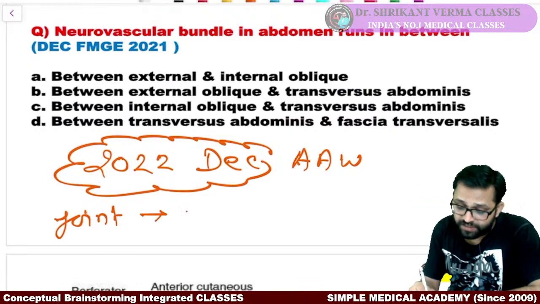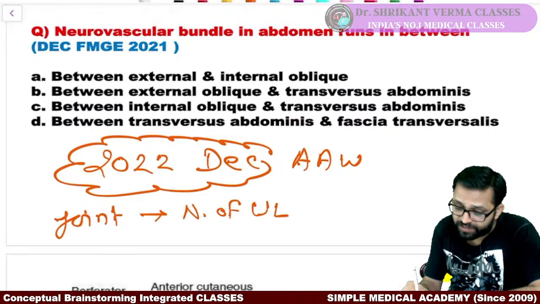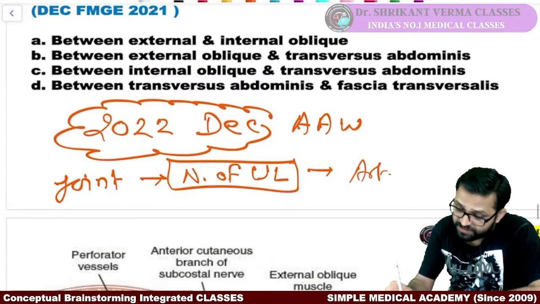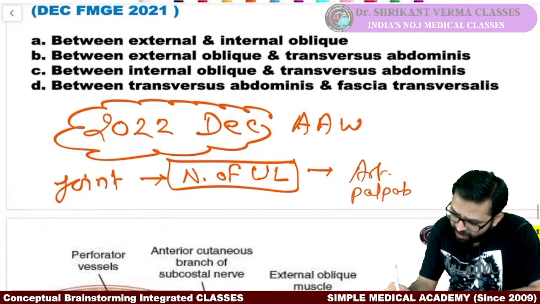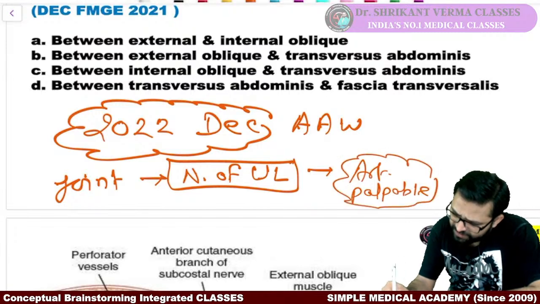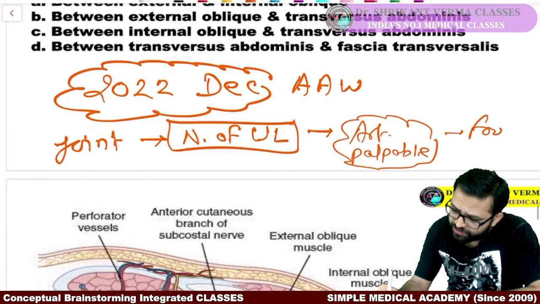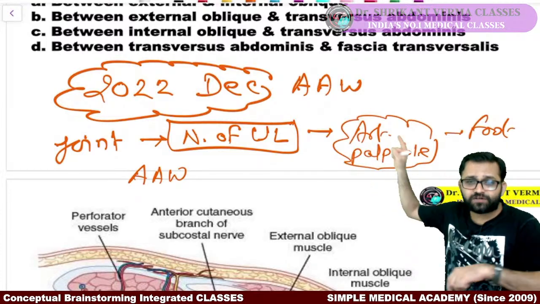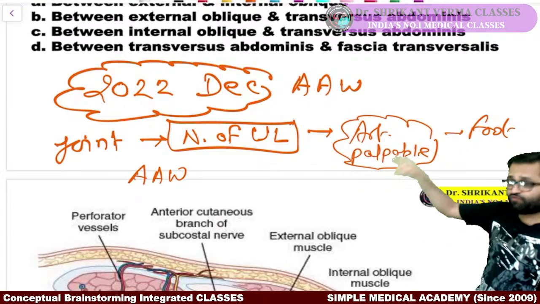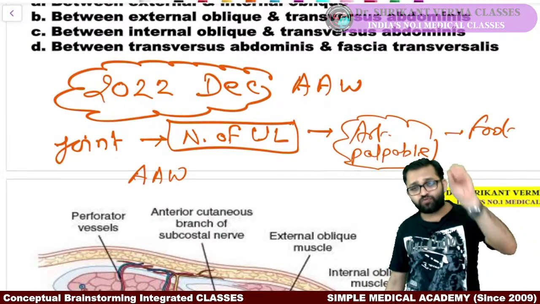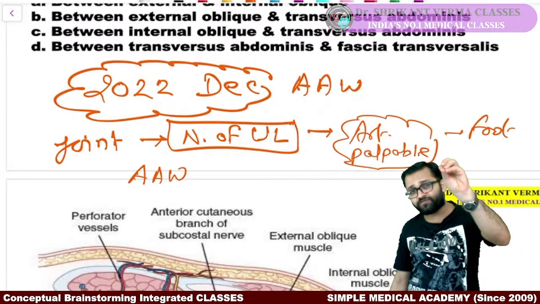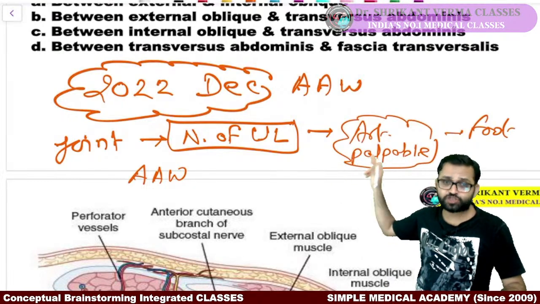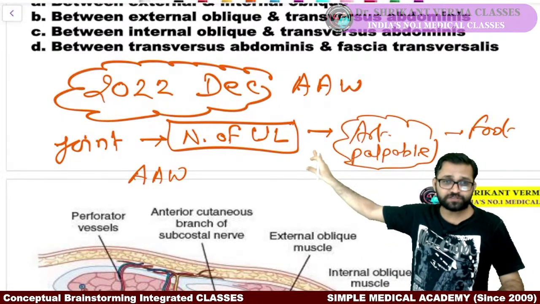So till now, what I told you: joint, one question; nerves of upper limb; another topic which is very important, arteries, especially the palpable arteries; and one more thing, the foot, and this time the anterior abdominal wall. 1, 2, 3, 4, 5. Five topics till now which are going to be asked in your FMG December on the basis of this anatomy integrated discussion session. Don't miss this one.